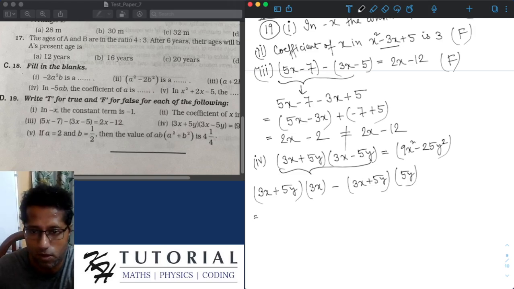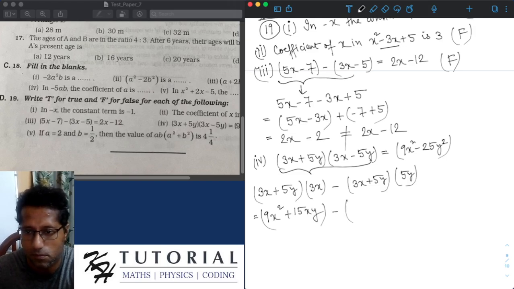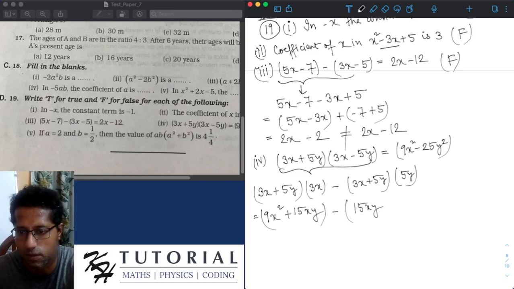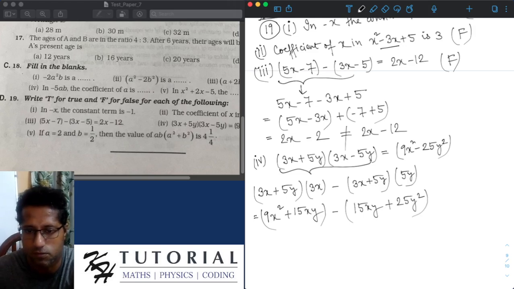So if we do the product of 3x with 3x plus 5y, it becomes 3x into 3x is 9x square, and 5y into 3x is 15xy. Minus, over here we get 3x into 5y is 15xy, and 5y into y is 25y square. So we have 15xy plus 25y square.